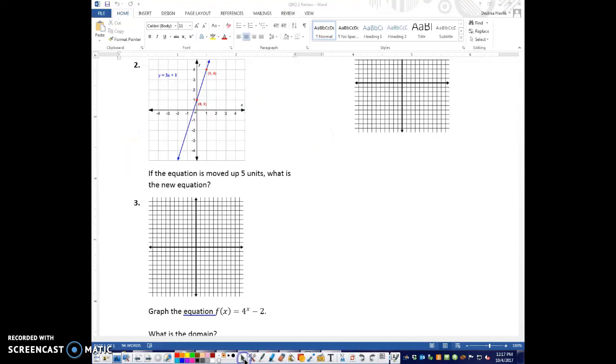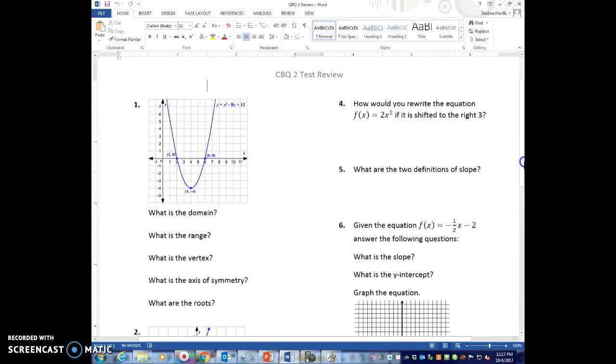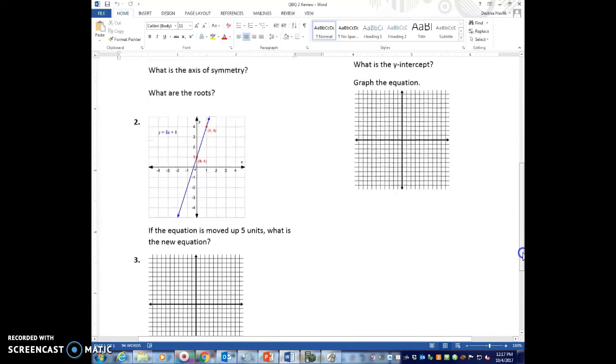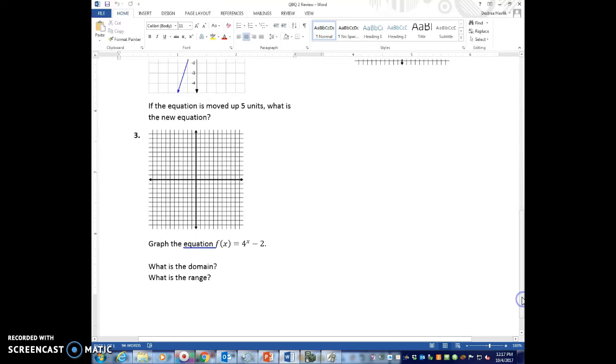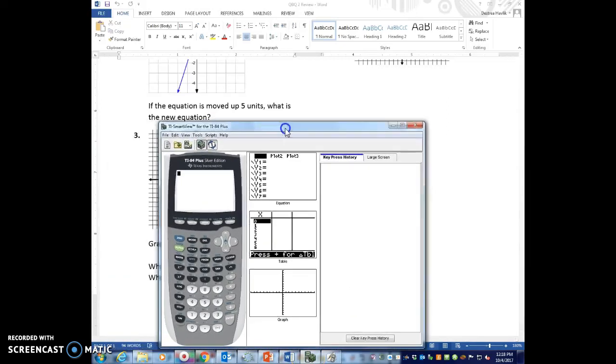All right, so number 3 says, graph the equation f of x equals 4 to the x power minus 2. What is the domain and what is the range? Here's how we graph that. Take out your calculator. I'll move it over here.